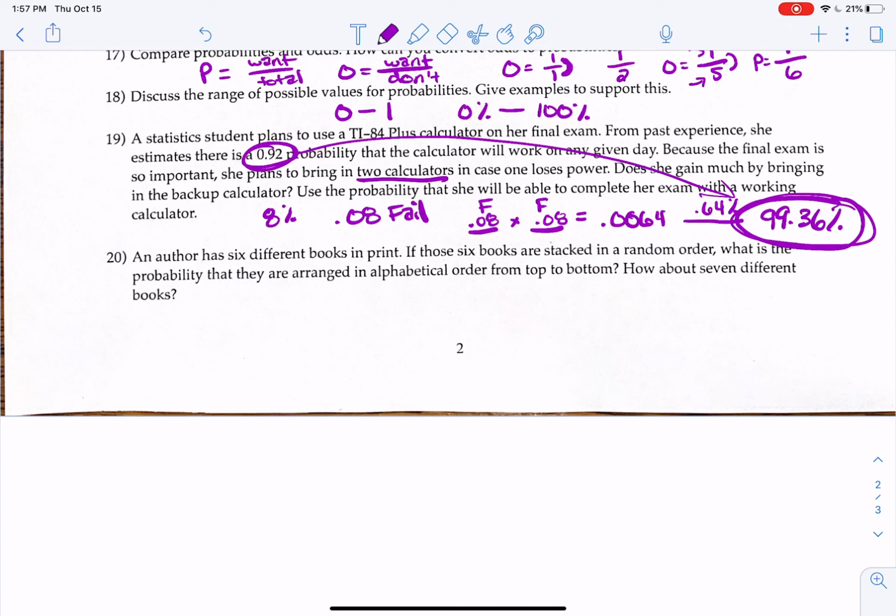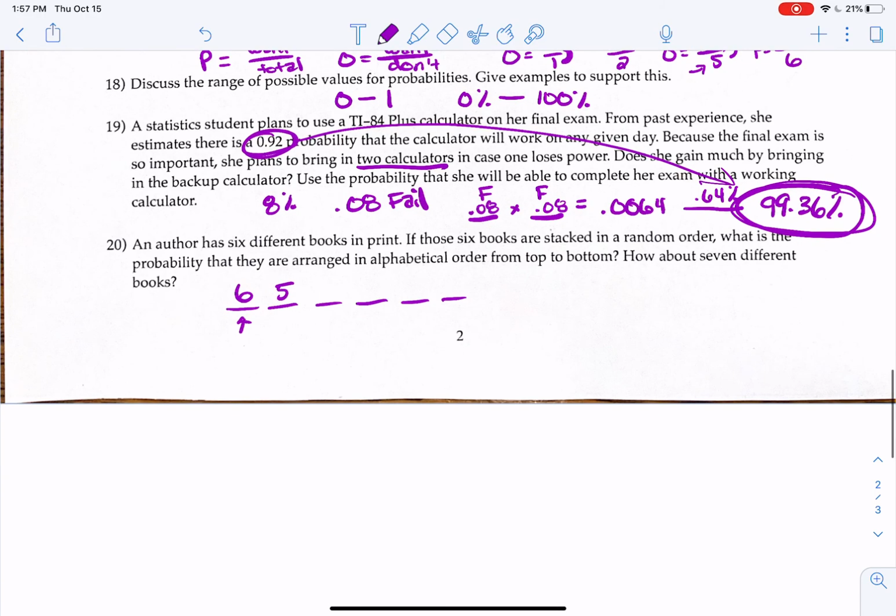Last one. An author has 6 different books in print. If those 6 books are stacked in a random order, what is the probability that they are arranged in alphabetical order? So let's find the combinations. I have 6 different books. This book could be any one of those 6 books. After that book is chosen, then I have 5 books that could be in the second spot, 4 books that could be in the third spot, 3 books that can be in the fourth spot, 2, and then 1. That is 6 factorial. If you do 6 factorial on your calculator, there are 720 different combinations.